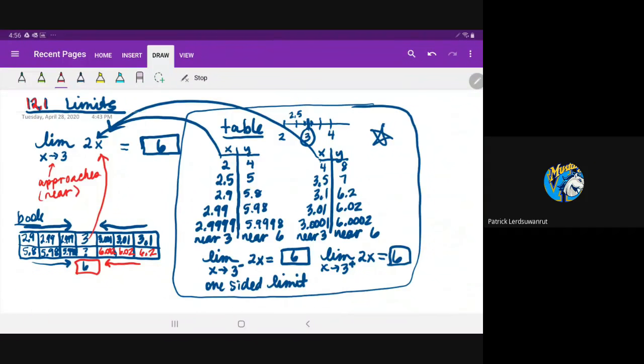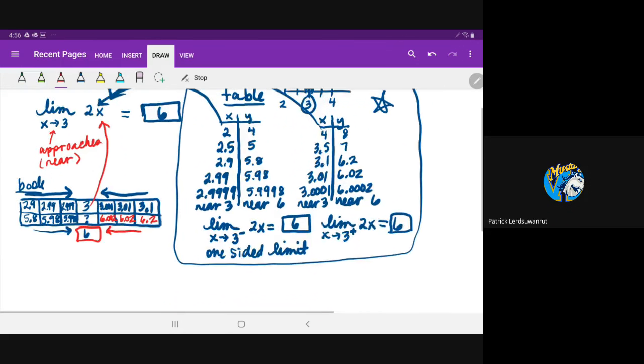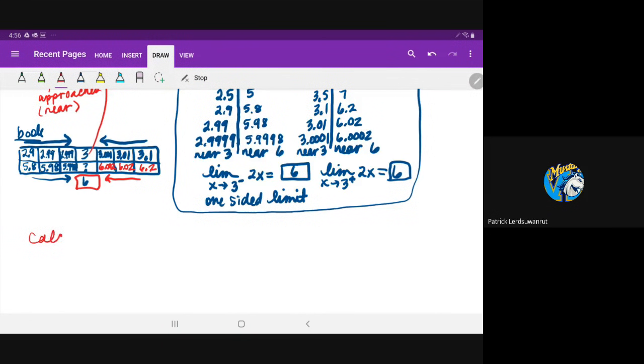Okay, so that's the basic idea. That's how you do the ones with the tables. Let me show you how to do the ones with the tables on the calculator, because I don't think you're going to want to be plugging these in one by one. I mean, you could plug them in one by one, but let me show you how to do it on the calculator. It's kind of nice. Just to save you some time.